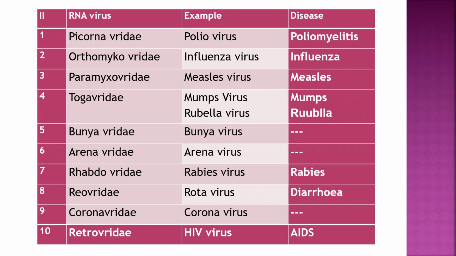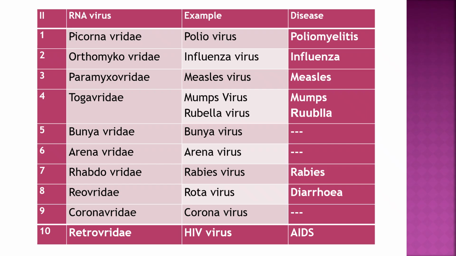In RNA viruses, it is Picornaviridae, example is poliovirus, and disease is poliomyelitis. Orthomyxoviridae, example is influenza virus, and disease is influenza. Then Paramyxoviridae, example is measles virus, and the disease is measles. Togaviridae, rubella virus, and the disease is rubella. Bunyaviridae, Arenaviridae, Rhabdoviridae, example is rabies virus, and the disease caused by this is rabies. This is because of the bite of the mad dog. Then Reoviridae, it is rotavirus, and the disease is diarrhea.